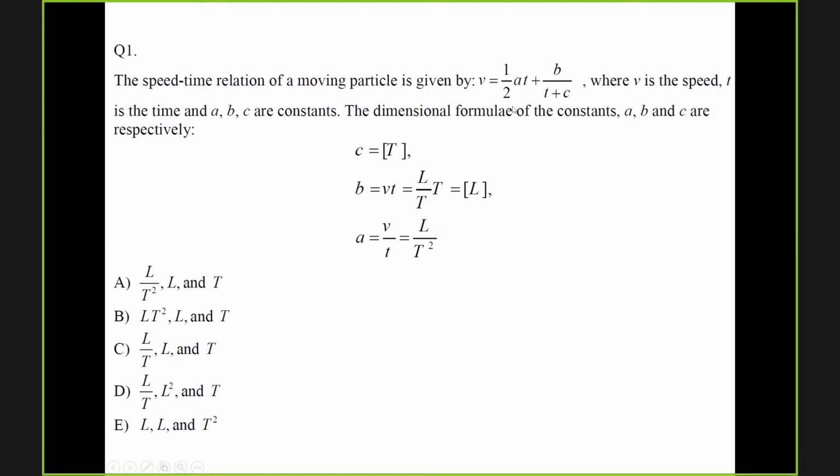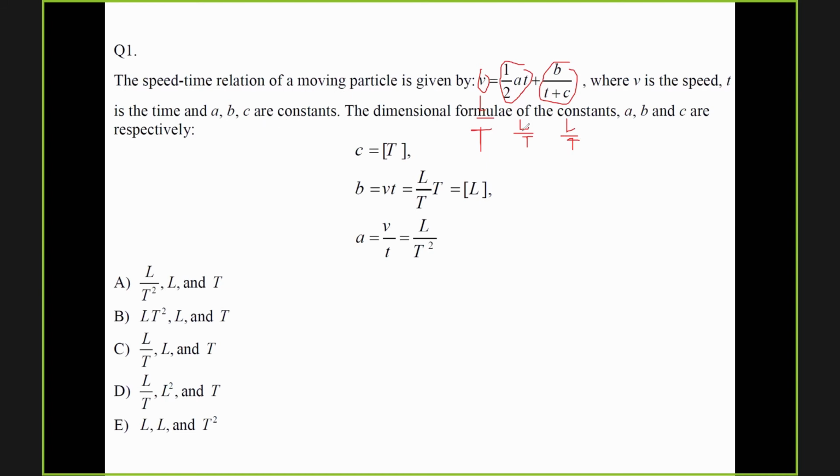The speed time relation of a moving particle is given by v equals half a t plus b. This side should be what? L over T. It's a speed, length over time. Now each term, I know if this is a speed and this is a correct equation as he said, so this has to be L over T, all of it. And all these terms will also have to be L over T. Yeah, that's the meaning of dimensional analysis. All the terms should have the same dimensions.